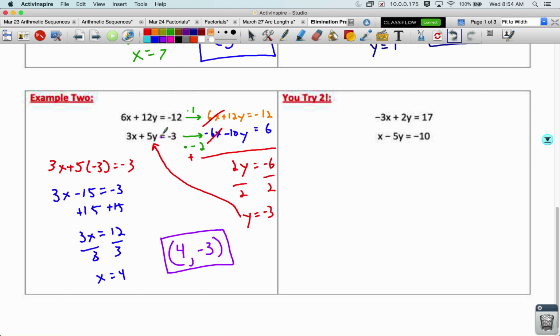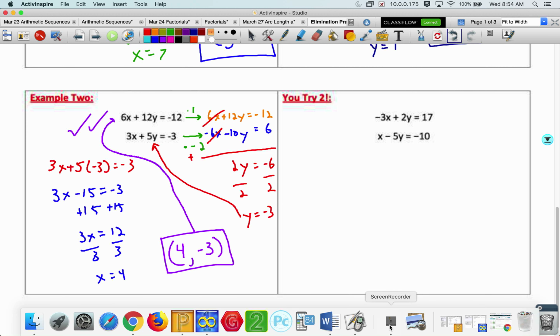Now, since we used the second equation to solve, let's use the first equation to double check. I'll just do this out loud. 6 times 4 is 24. 12 times negative 3 is negative 36. 24 minus 36 is negative 12, so negative 12 equals negative 12. It checks out.